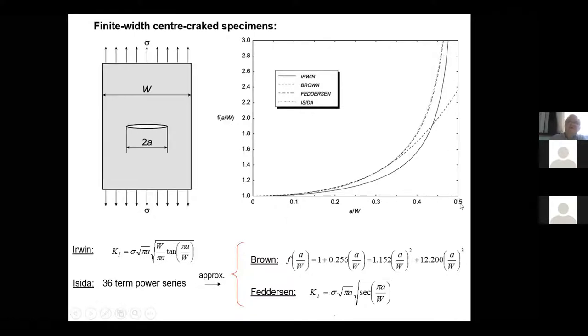Then for larger a over W, it will go really to very high values. But of course, cracks which are half or more than half of the width are not really very likely. And of course, with such a crack, we will not consider what to do with the structure or component. We will just eliminate it and replace it. Now, to get this function F, which depends on the dimensionless ratio a over W, there are many different techniques. Some are based on analytical solutions, some are based on finite element solutions later on, of course, and some are just mathematical terms for experimentally determined values.